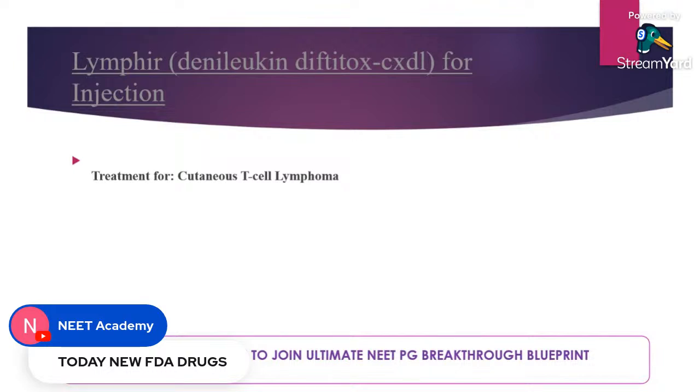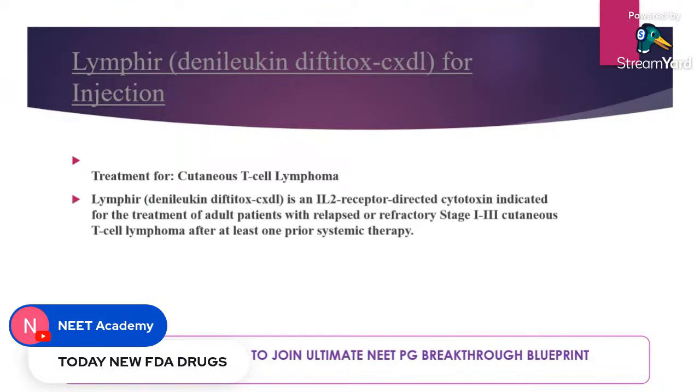Lymphir, that is denileukin diftitox-cxdl, is an IL-2 receptor directed cytotoxin indicated for the treatment of adult patients with relapsed or refractory stage 1 to 3 cutaneous T-cell lymphoma after at least one prior systemic therapy. So, Lymphir is used in the treatment of cutaneous T-cell lymphoma.